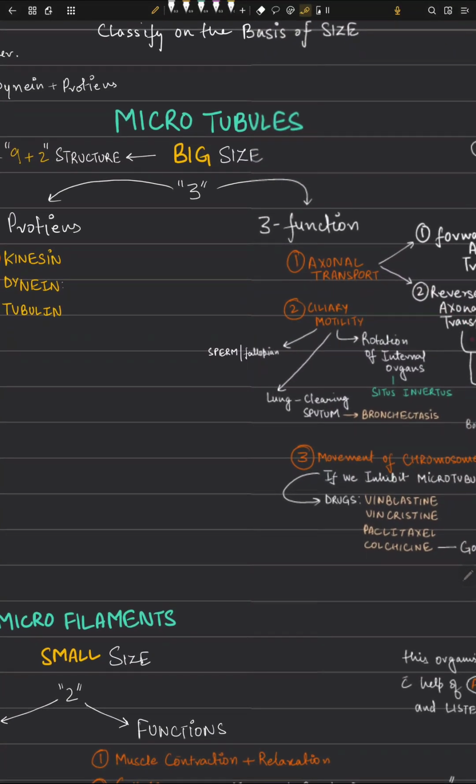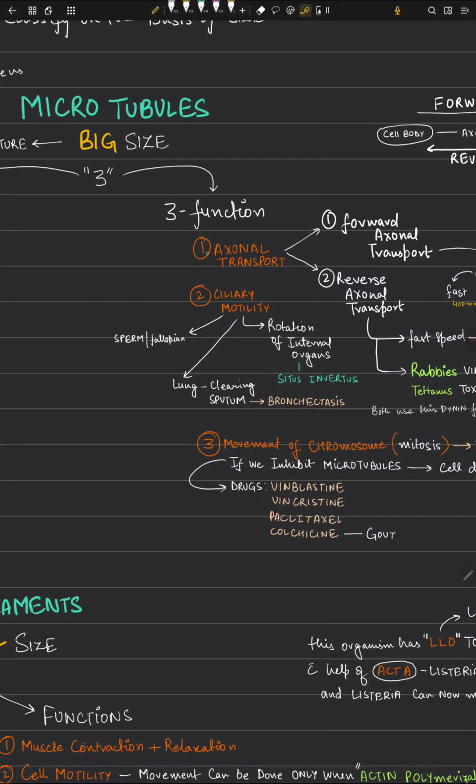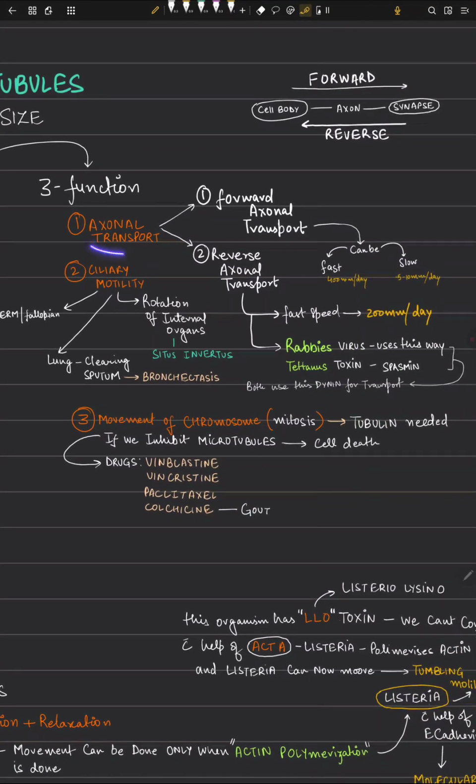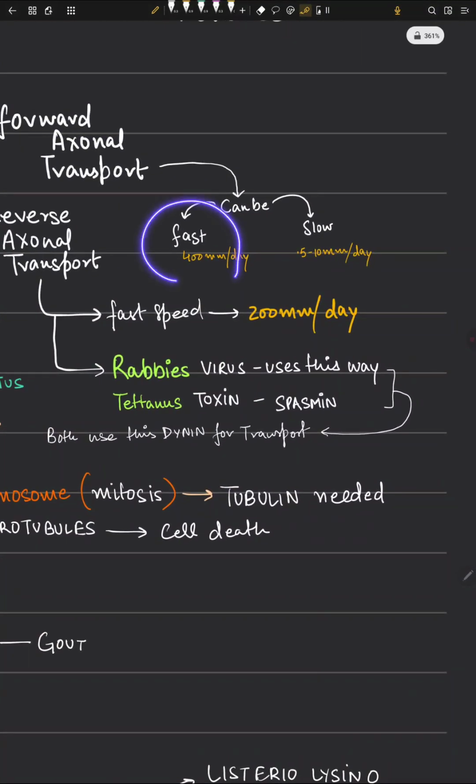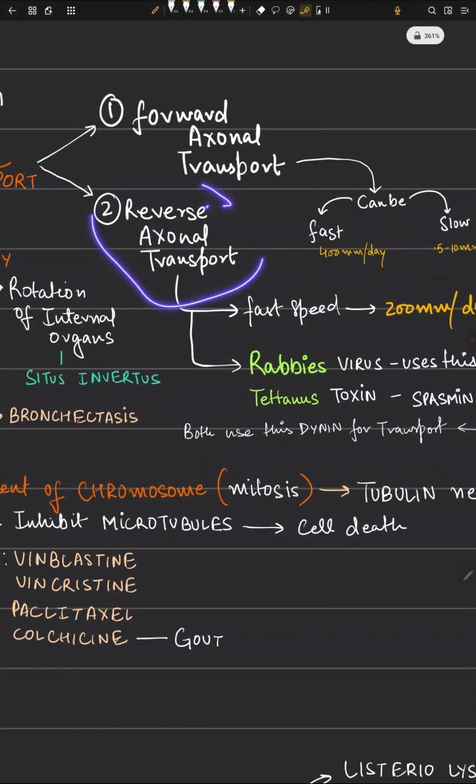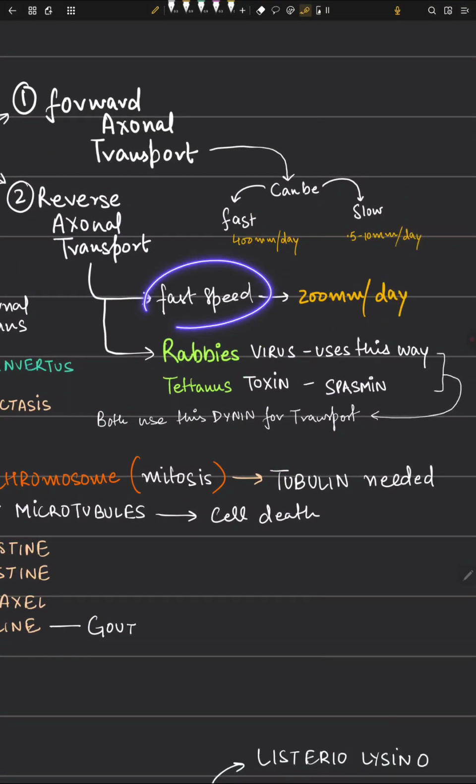Cool. Let's start with the first function, axonal transport. Forward, going from cell body to synapse. It can be fast or it can be slow. If it's fast, it's 400 mm per day. If it's slow, it's 0.5 to 10 mm per day. What is reverse? Reverse is fast. How fast? Half of this, 200 mm.